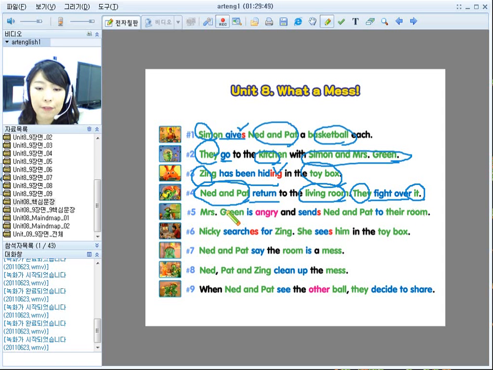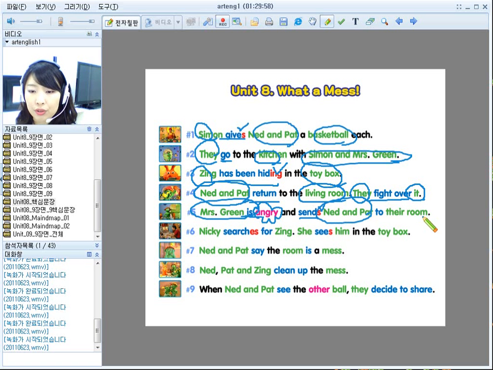And in scene 5, Mrs. Green is angry and sends Ned and Pat to their room. Mrs. Green was very, very angry. And in scene 6, Nikki searches for Zing. She sees him in the toy box. Yes, Nikki could see him in the toy box.